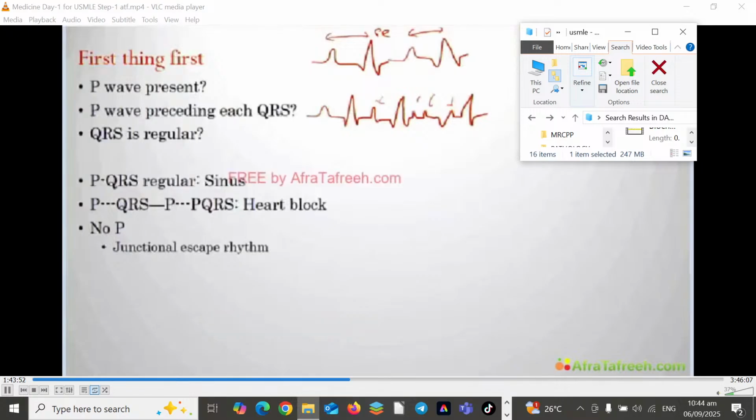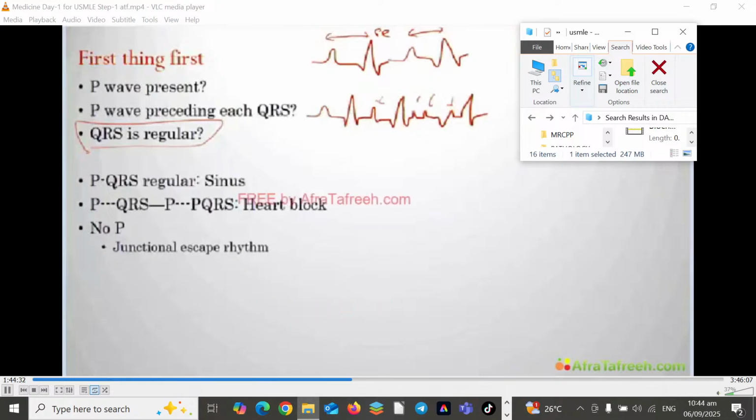So QRS is regular. This regularity will tell you if it is a problem. If it is irregular, you'll come to know that there are some conducted beats, there are some beats which are not being conducted, or there is some form of heart block. Question is, if there is no P wave, is it junctional or is it ventricular rhythm? Once you see that there is no P wave, it can either be a junctional or a ventricular rhythm. We'll get to it in a moment.